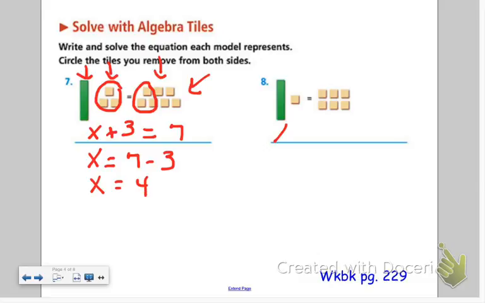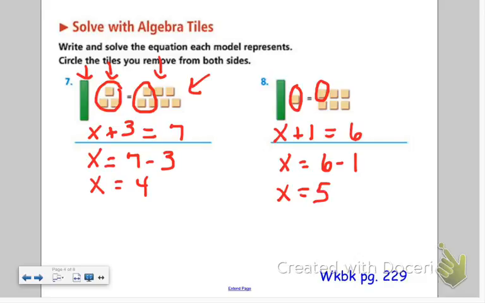Number 8, I see x plus 1 is equal to 6. And if I want to solve this, I've got to get rid of this 1 algebra tile so x could be isolated on the left side. The opposite of adding 1 would be to subtract 1. I'm going to subtract 1 from both sides. The related equation is x, which is isolated now, equals 6 minus that 1 algebra tile. And 6 minus 1 is equal to 5. X is equal to 5.